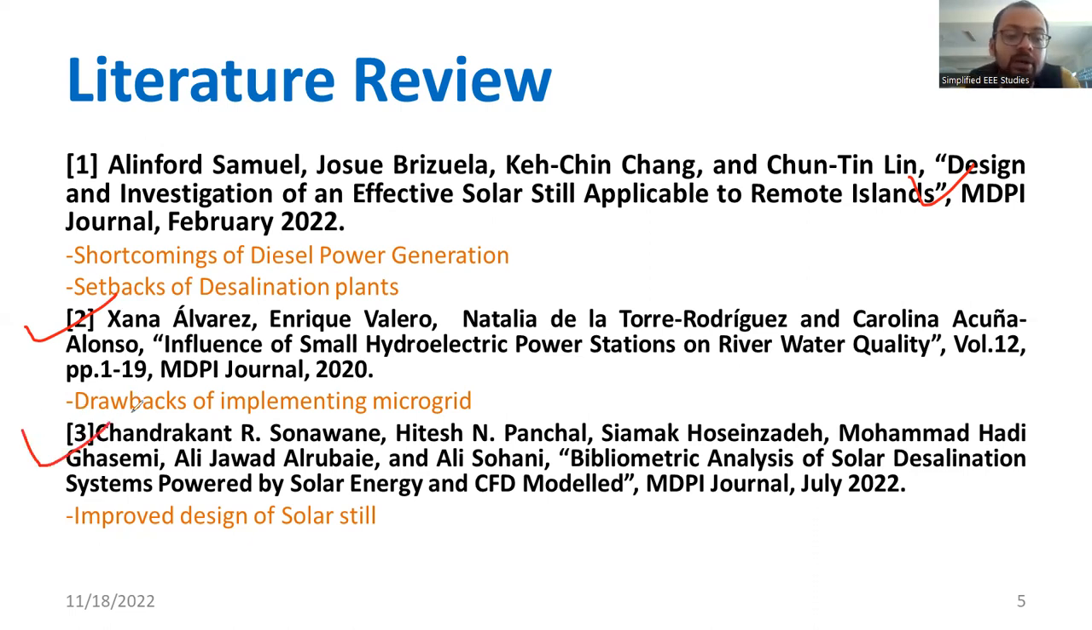Among solar stills, there are different varieties of designs available. In this project, we are going to select the optimum design of solar still. These are a few of the literature I have gone through. I have read over 30 papers, especially from standard journals. From that, I made this kind of conclusion.